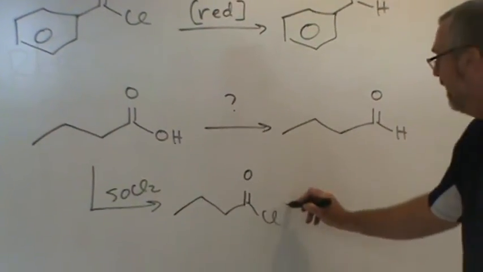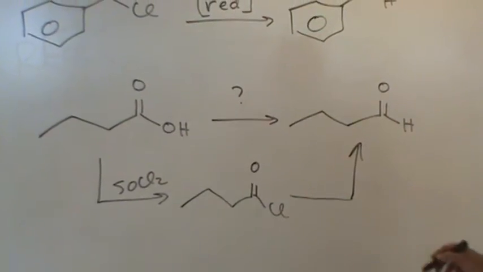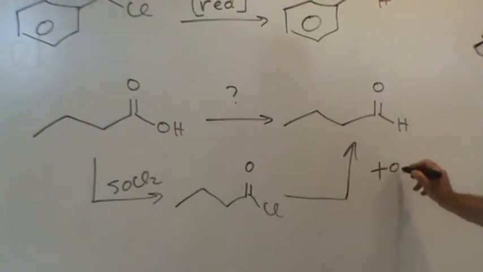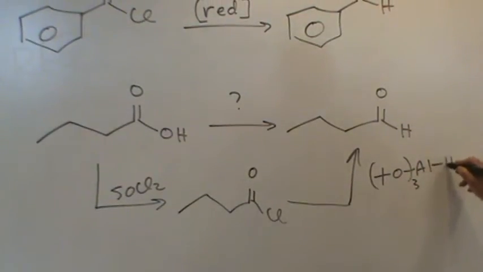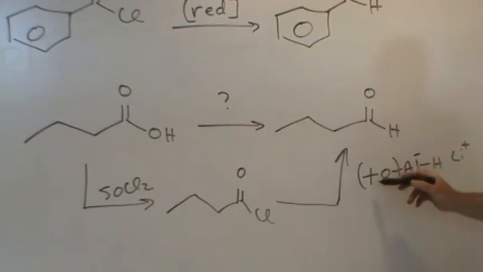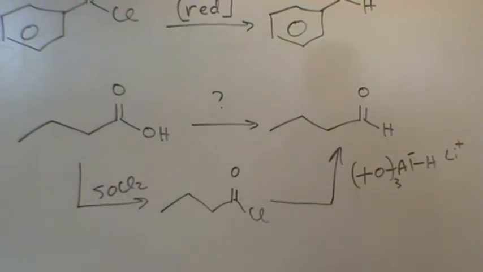And you could then take that acid chloride and convert it to the corresponding aldehyde using either a Rosenmund reduction or the lithium tri-tert-butoxy aluminum hydride. Both of those will allow you to stop at the aldehyde stage.